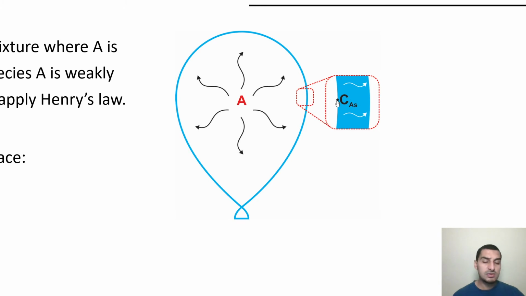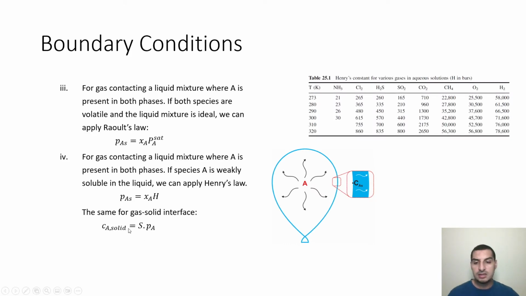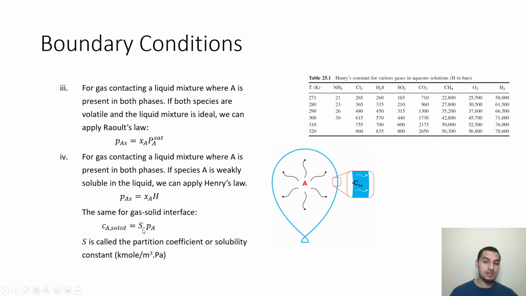So while it's diffusing, its concentration decreases, and the maximum concentration would be on the side that is facing the gas. So this is the maximum concentration, which is CAS, and this CAS can be got from an equation that contains a parameter called the partition coefficient or solubility constant. It tells you what the concentration would be at a given partial pressure of the gas. If the partial pressure increases, the concentration will increase, which is logical, but the material has its role as well, which is in this parameter S.